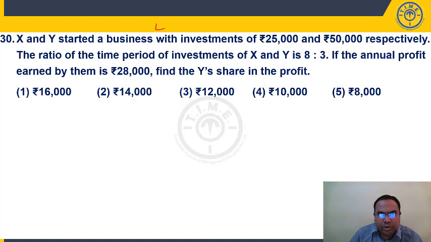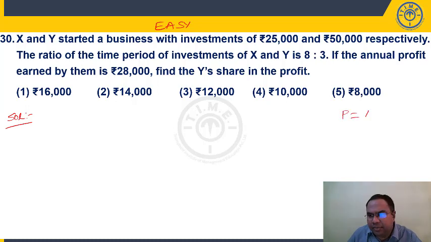Again, this is an easy question based on partnership. Before we discuss this question, what are the 3 rules by which you divide the profit in a partnership? Capital is different, time period same: we will divide in the ratio of capital. Capital same, time period different: we will divide in the ratio of time period. If both are different, we will divide in the ratio of the product of capital and time period.